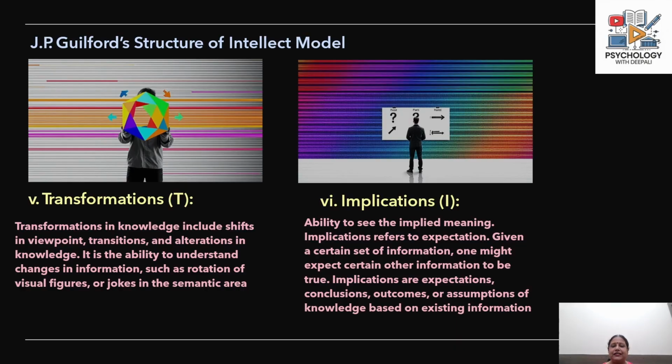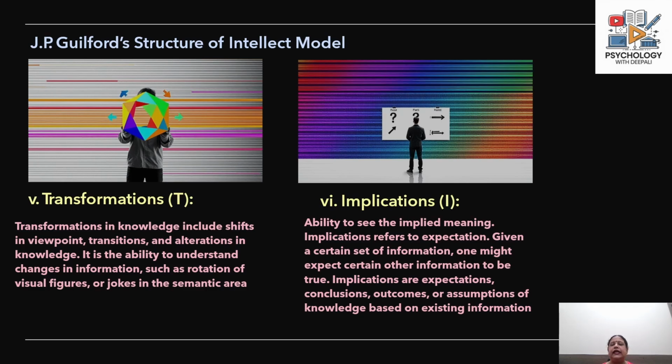Implications is the next ability which comes under the products, which is the ability to see the implied meanings. That is something which is not directly expressed, but we can understand it from whatever information is there with us. So, given a set of information, one might expect certain other information also to be true.